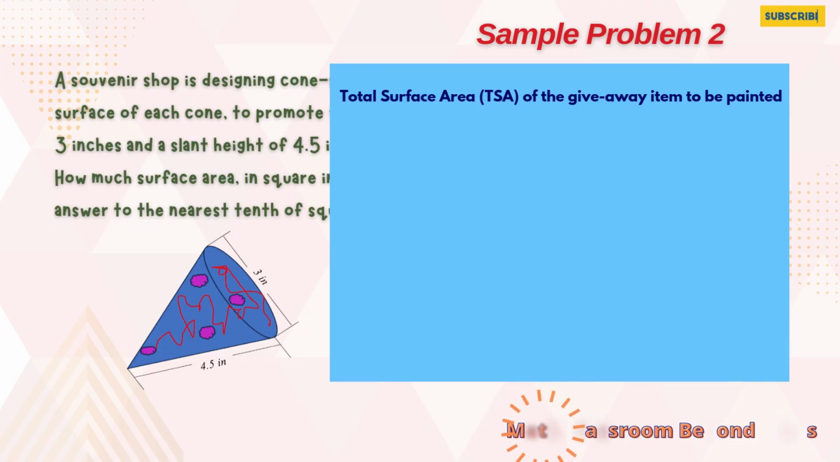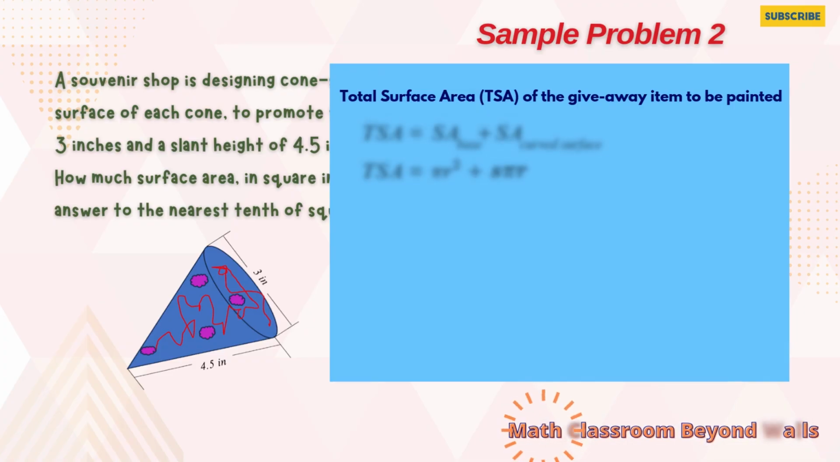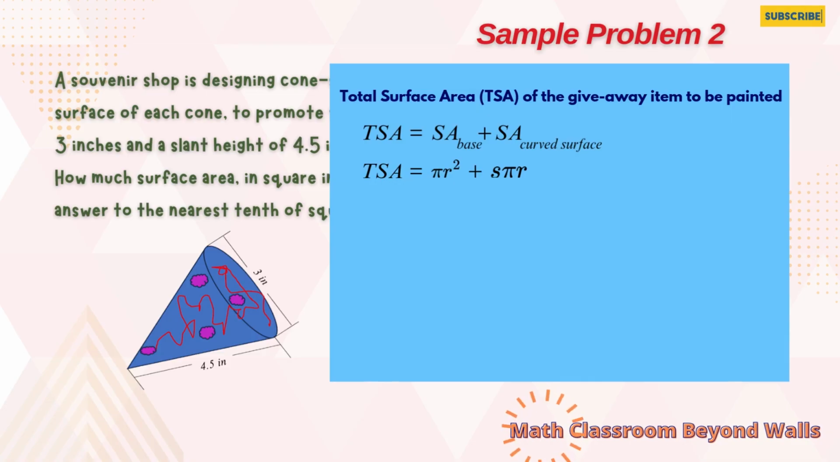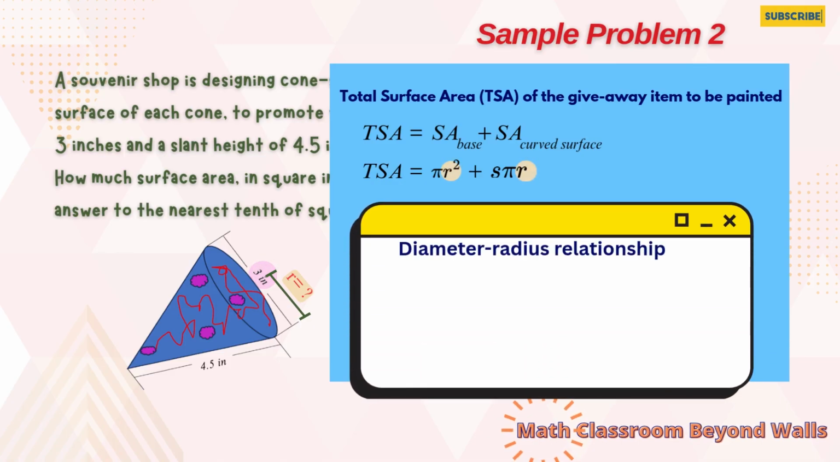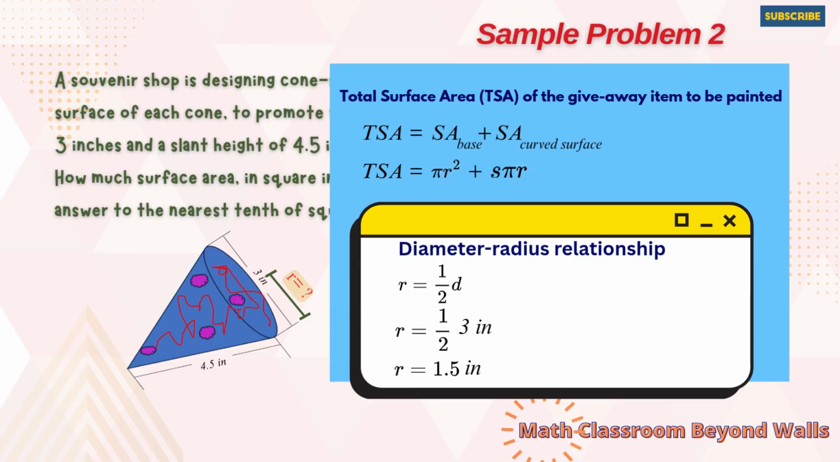So let us have the formula in solving for the total surface area of the cone. From the formula, the slant height S and the radius R are needed. The slant height S is given, but the radius is not. Just like what we did on the first problem, we have to get the radius first. We can get it from the given diameter using this relationship where the radius is 1/2 the diameter. Plugging in the value of the diameter, we have dividing 3 inches by 2 gives us 1.5 inches. Thus, the radius of the giveaway item is 1.5 inches.